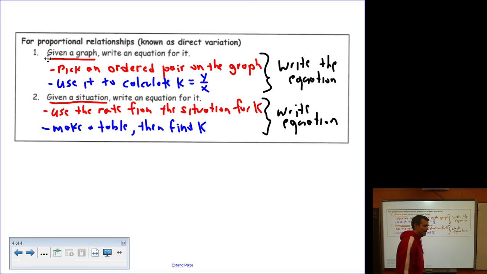All right, it's all about writing the equation on this homework and then maybe comparing the rates. Good luck.